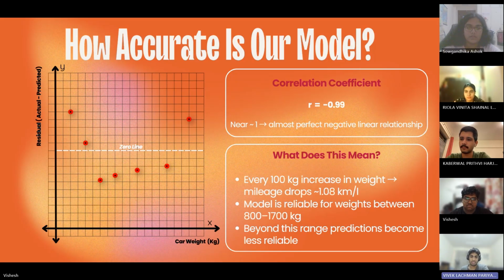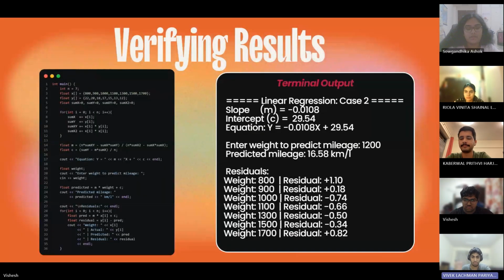Okay, verifying the result. We did the math by hand. Now let's try with the computer. This is the C++ code for our car weight and mileage data. At the top, you can see the seven data points written in two arrays. The loop quickly adds up all our totals with no math mistakes. The code then uses the normal equation to find the slope and intercept.